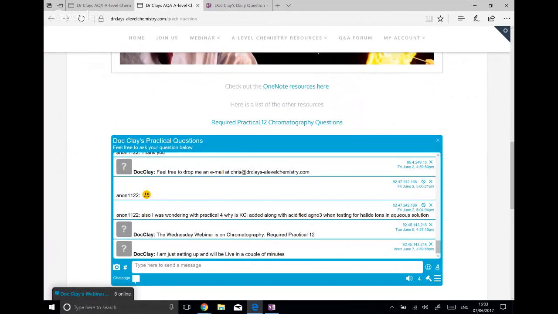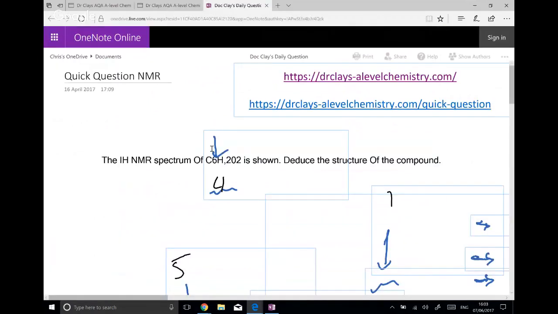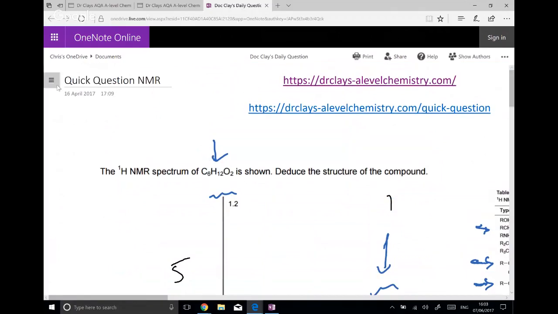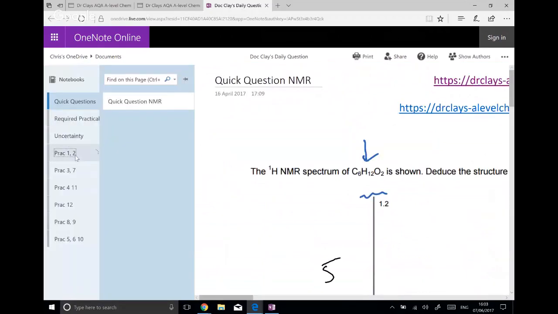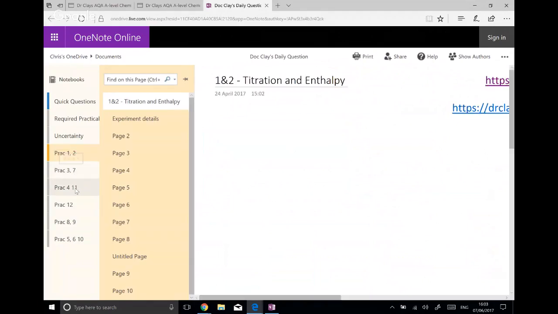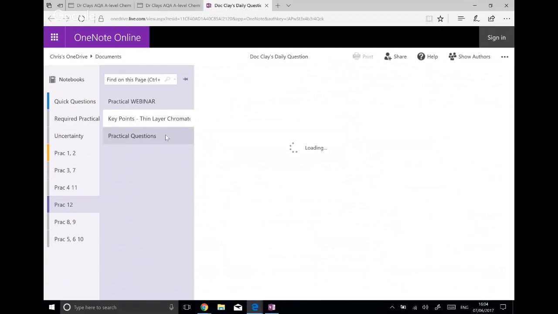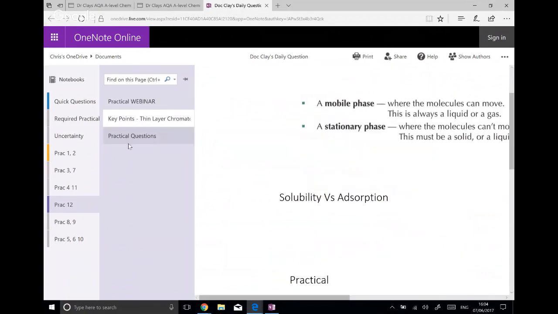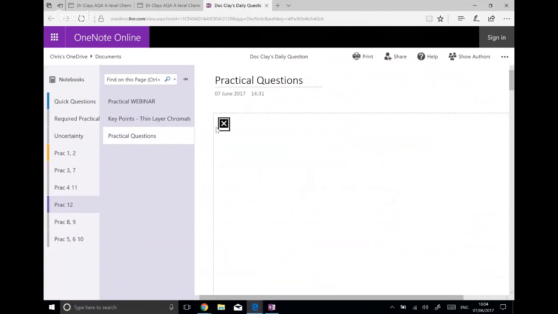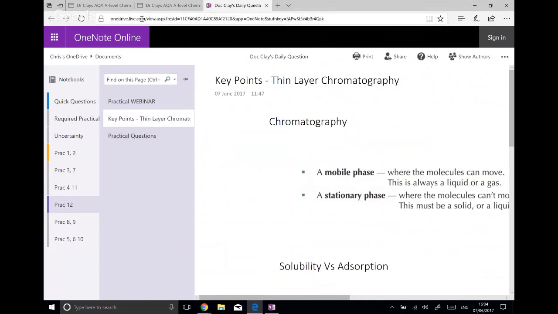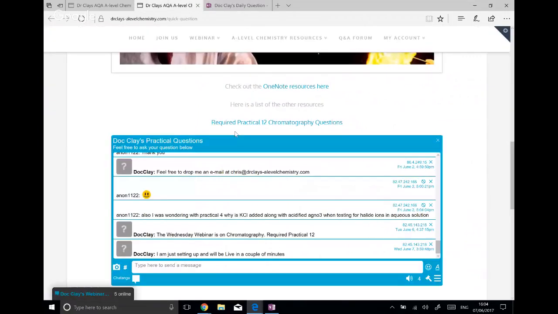So just to show you the resources that we've been using so far, if you click the OneNote resource, you'll find all of the practicals: 1, 2, 3, 7, 4, 11, 12, 8, 9, 5, 6, and 10. They're ordered in that slightly confusing way simply because that's how they sit together. Today's one is practical number 12, where we're going to be looking at thin layer chromatography. We'll be looking at that in a minute. There are also some related practical questions, which are downloadable.